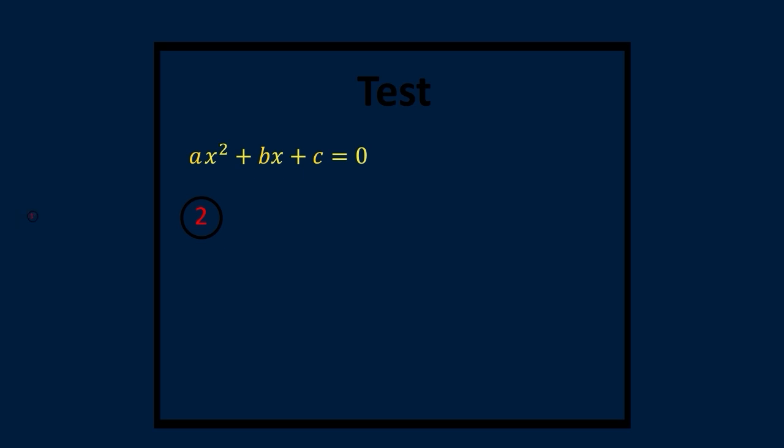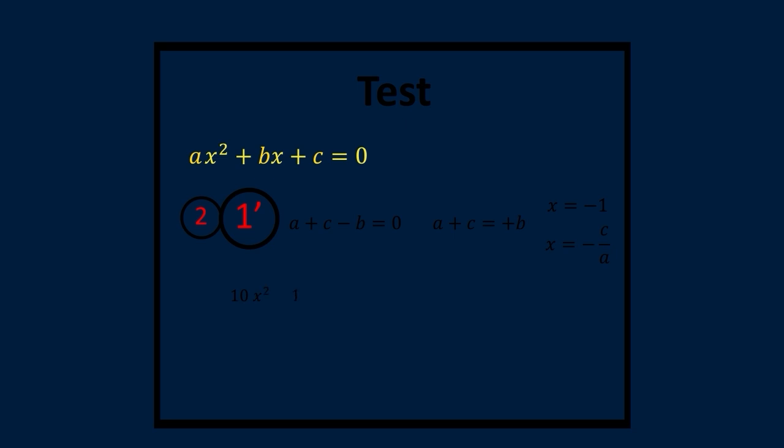Second method, or I call it first prime because it is so similar to the first one. In this method, if a plus c minus b equals 0, or in other words, a plus c equals b, you can simply say that one of the answers is minus 1 and the other one is minus c over a. Let's take a look at some examples.